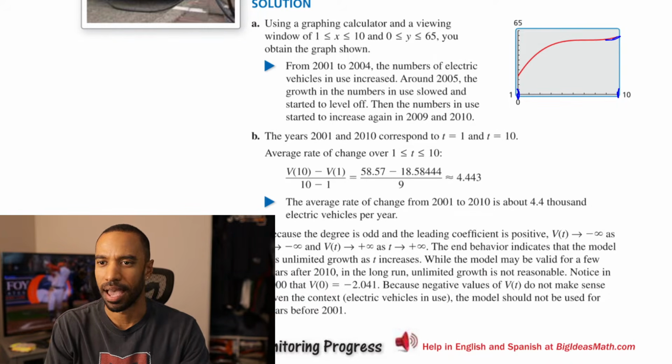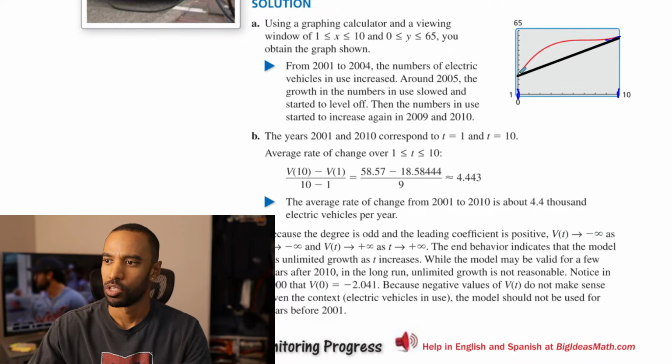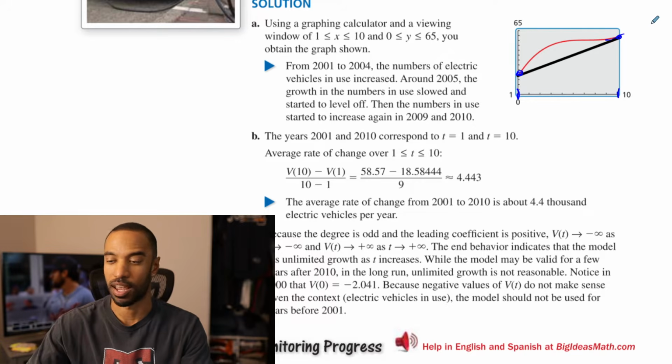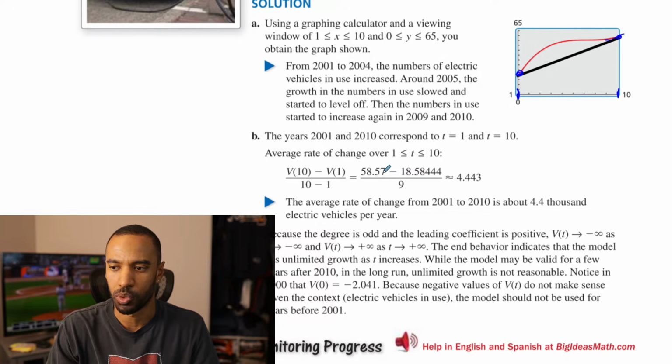Oh, I take it back. That 0 is for the y. This is for the x. So V of 1 to V of 10 is right there. So what is V of 1? What is V of 10? I don't know. You've got to plug it in. But there are those numbers. Find the difference between those two, right?